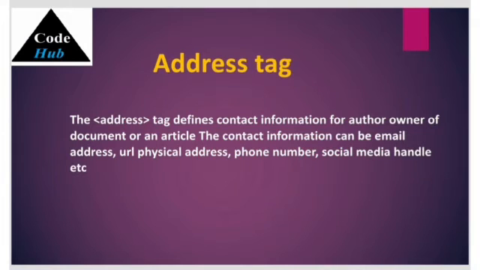Now let's look at the address tag. It displays the contact information of the author or owner. The information can be email, URL, physical address, phone number, etc. It also requires a starting and ending tag. The address tag contains common attributes which are class, ID, lang, style, title, etc.